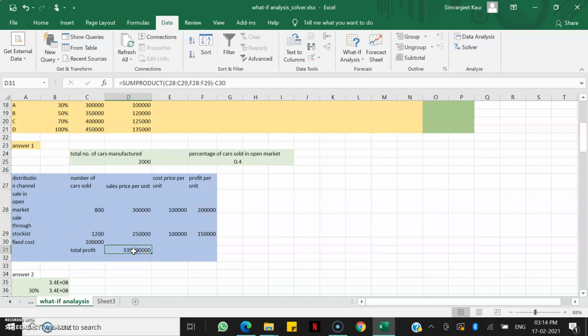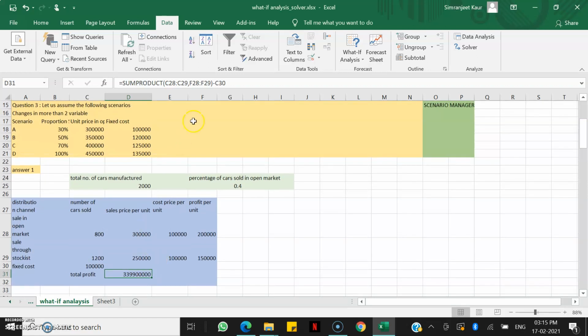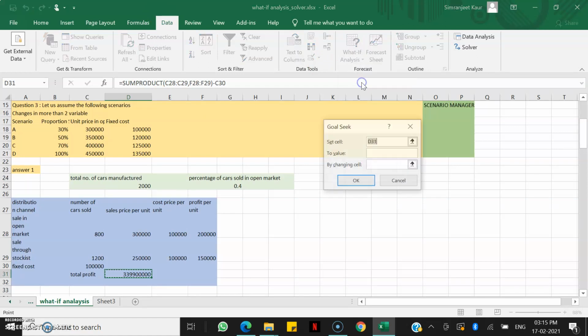Now I have to change this to my target profit, which is 35 crores, right? So for that I will go to my data tab here and I'll choose what if analysis and click on goal seek. So my set cell is total profit, which is this one. This is what I want as my target, and to value. So I will have to manually enter that I want it to change to 35 crores by changing cell. So what is the one variable that you want to manipulate, right? So I want to manipulate my percentage of cars sold in open market. So I'll simply press OK.